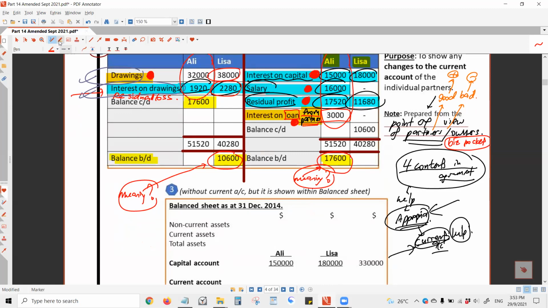The debit balance, you write down here. This means Lisa owes the partnership. The other way around, the partnership owes Ali money. Okay, I give you 7 more seconds. Then I show you the relevant questions.